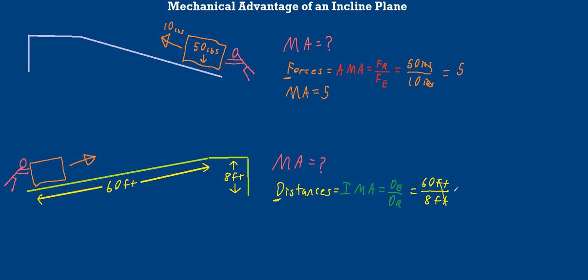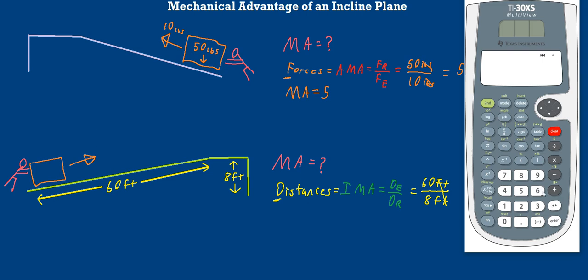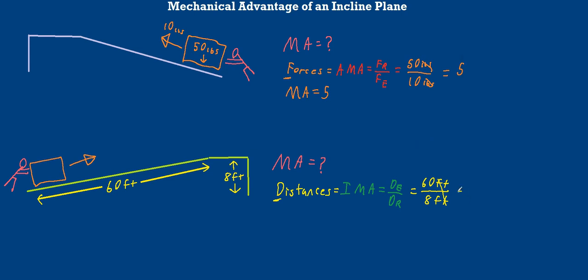And feet cancels out. 60 divided by 8. Well, 60 divided by 8, that's not quite as straightforward as 50 divided by 10. Maybe we can't do that in our head. We can always pull out our handy-dandy calculator. We can say, what is 60 divided by 8? And what do we get? We get 7.5. And so we say our mechanical advantage is 7.5 to 1, or just 7.5.